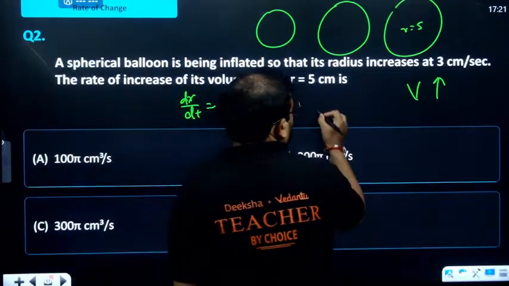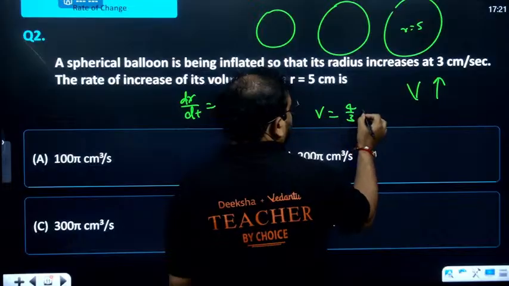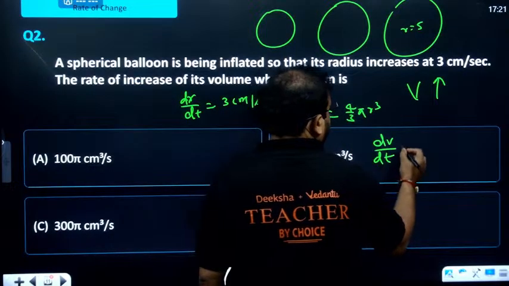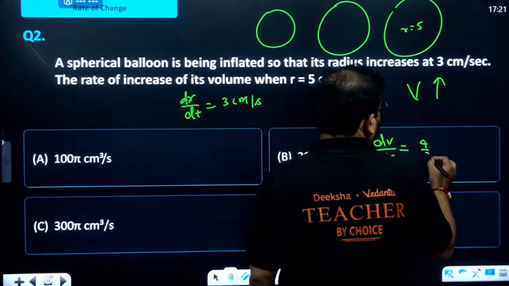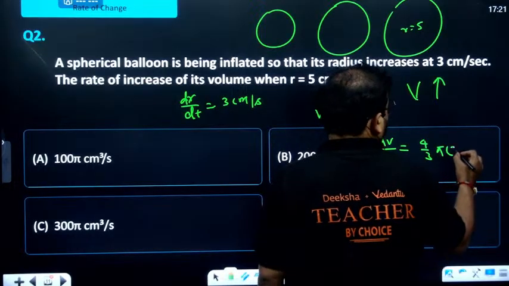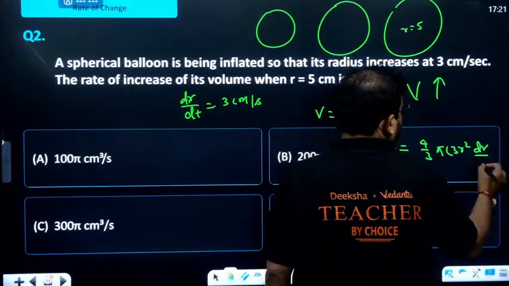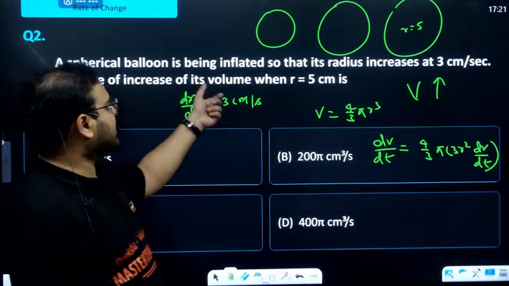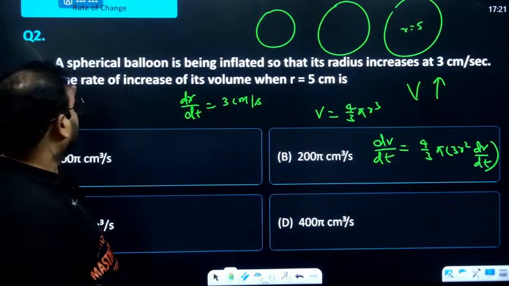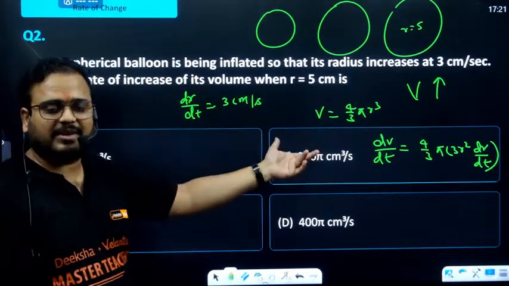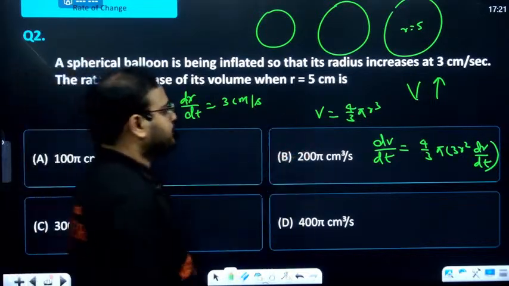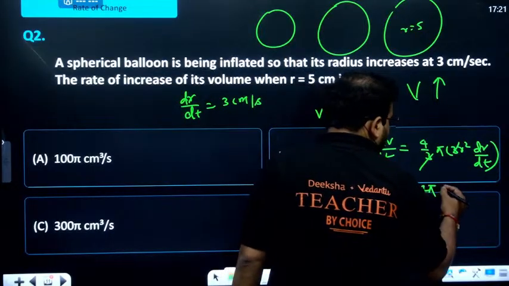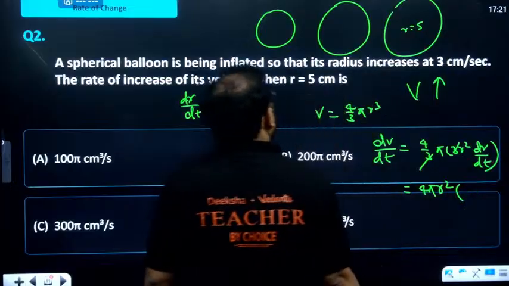Come on. So volume formula is what? 4 by 3 pi r cube. Differentiate the volume. You will have 4 by 3 pi 3r square dr by dt. Correct? Because here the change with time they're asking. The rate of change of volume means in terms of time only. Otherwise, they'll mention with radius. Okay? So this 3 and this 3 cancel. You have 4 pi r square.